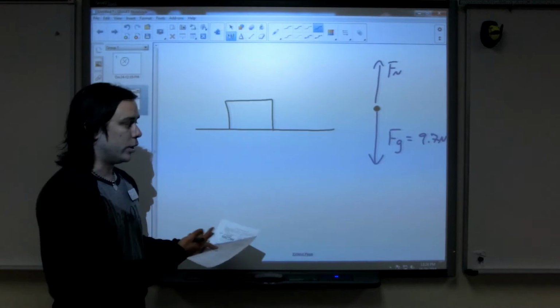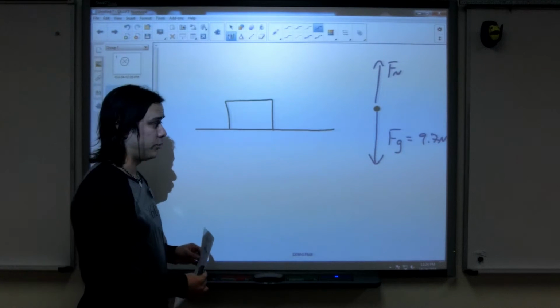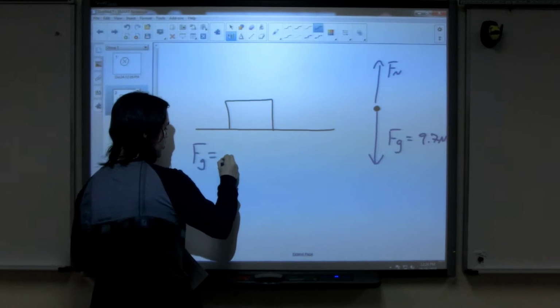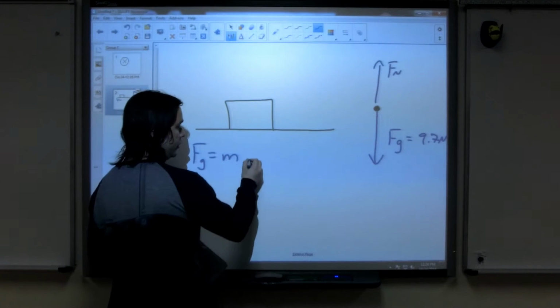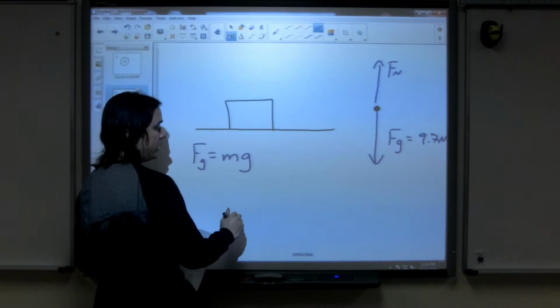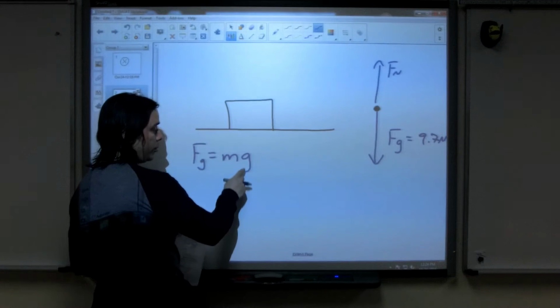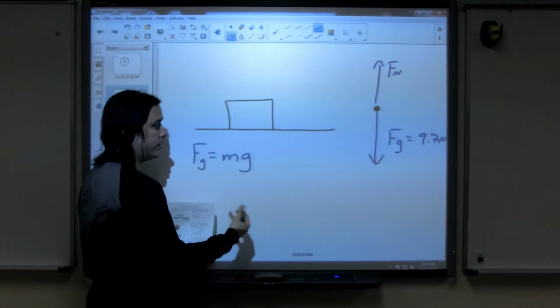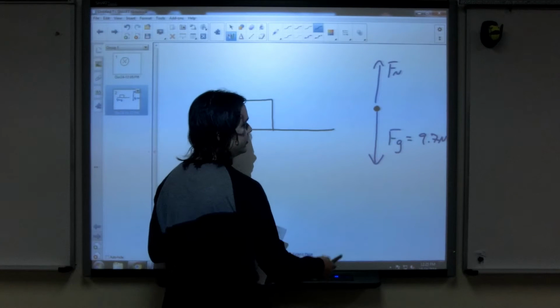Now, we're familiar, hopefully at this point, with finding the force of gravity. We know near the surface of the Earth that Fg equals the mass of the object in kilograms times the acceleration due to gravity, which is positive 9.81 meters per second squared. Remember, whenever I use the notation of g, I always use positive 9.81, because we'll keep track of direction later.